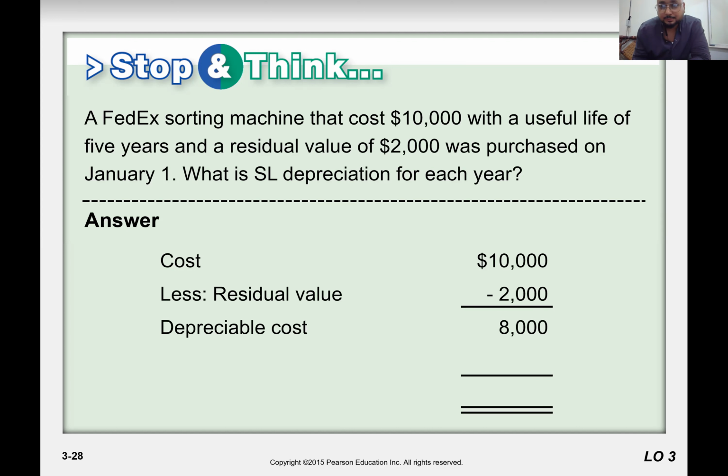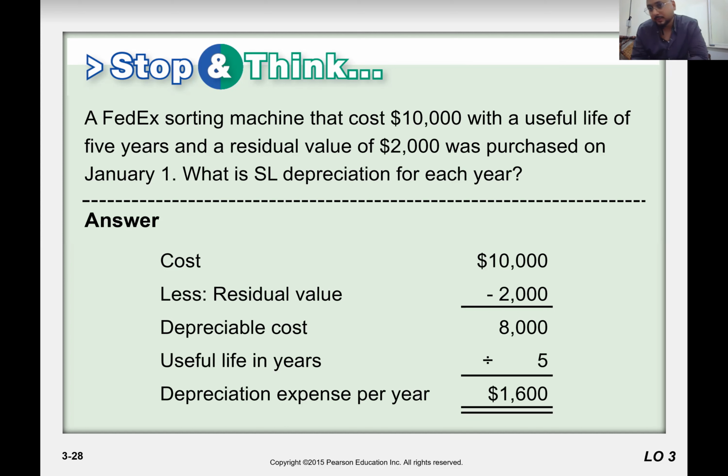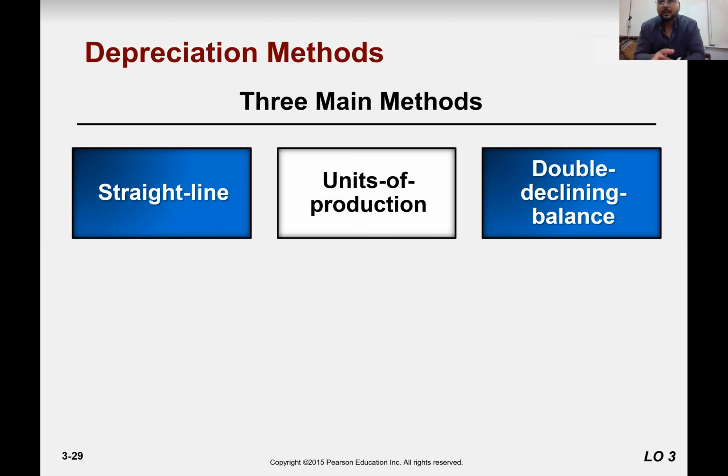Divided by useful life, 5 years. So what is your per year depreciation? 1,600. And now, any question regarding this straight line method?